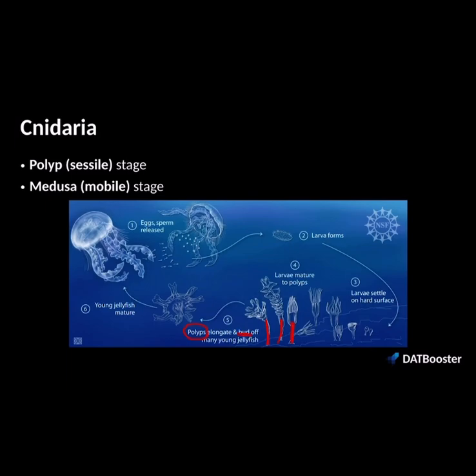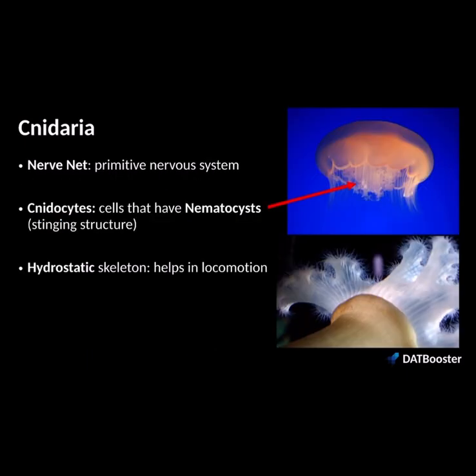The medusa stage, on the other hand, that's the mobile life cycle stage of a cnidarian, is different from the polyp stage in the fact that they reproduce only sexually. So you can see that egg and sperm here are released externally into the environment and fertilized to make a new offspring.